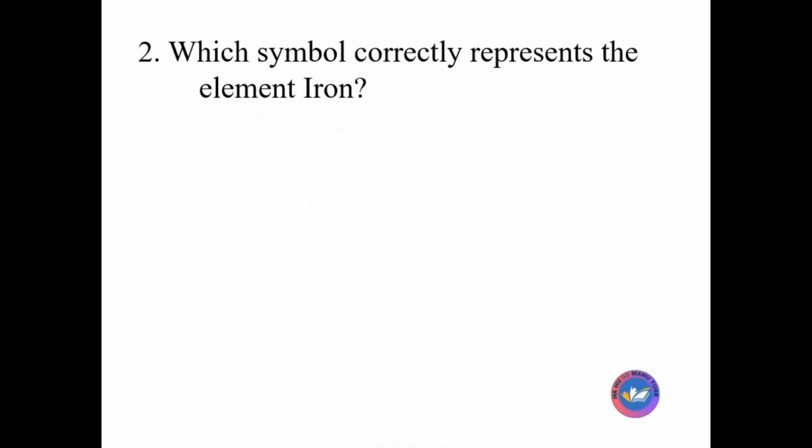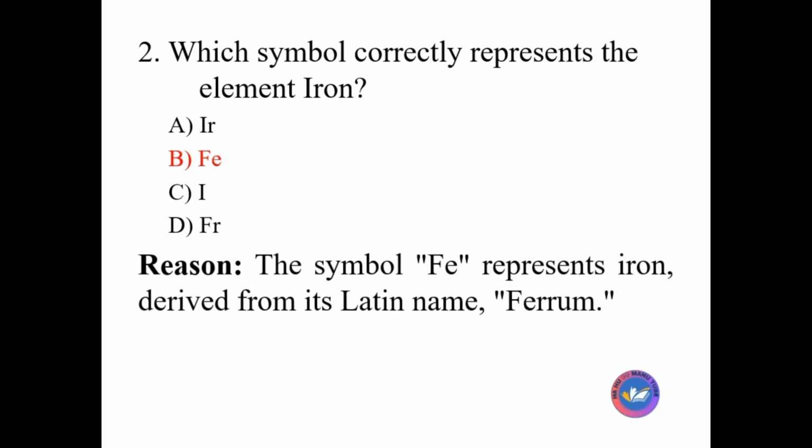Question number 2. Which symbol correctly represents the element iron? A. Ir, B. Fe, C. I, D. Fr. The answer is Fe. The symbol Fe represents iron, derived from its Latin name ferrum.